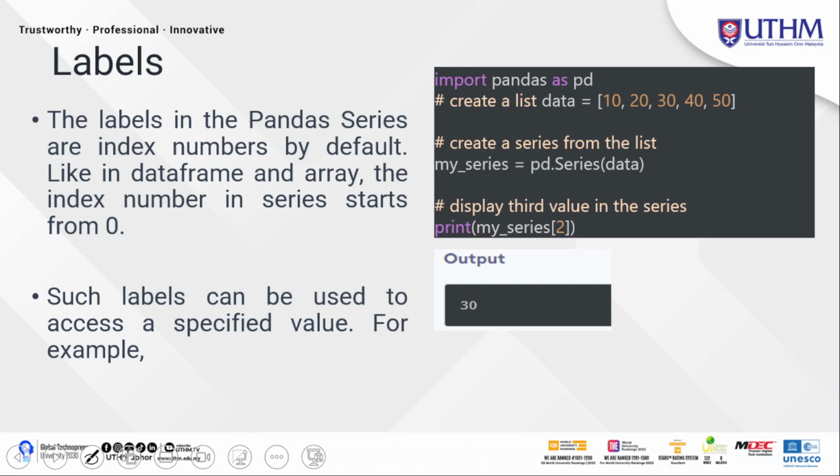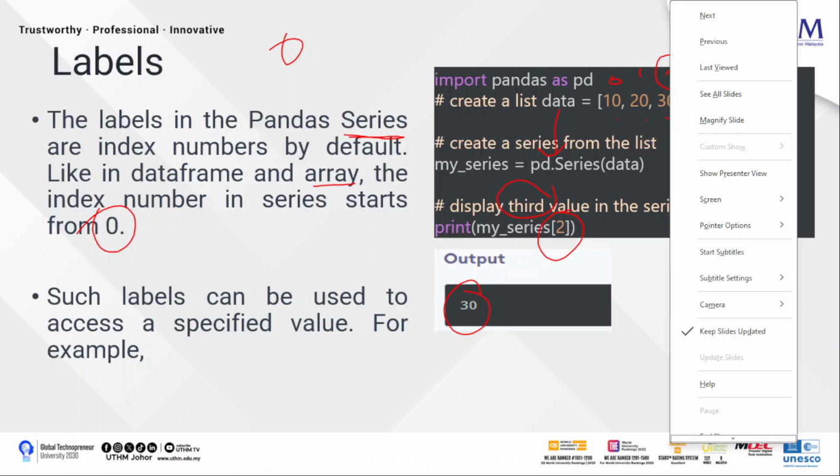Labels. The labels in a Pandas Series are index numbers by default. Like in DataFrames and arrays, the index number in the series starts with 0. We know that in arrays, the index number always starts with zero, right? The same thing applies in DataFrames as well, and series is also the same. So position or index 0, 1, 2, 3, 4. In this case, create a series from the list. After creating the series, they want to check what is the third value. The third value is 1, 2, 3, index 2, right? So they just call index 2, print my_series[2], and the output is 30. Okay, clear, class?